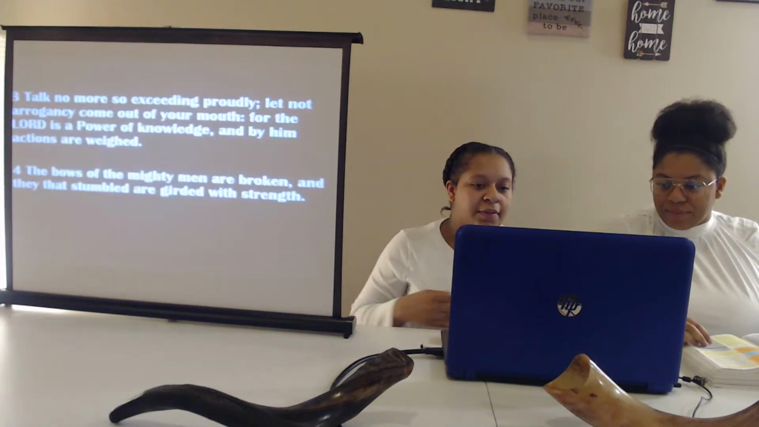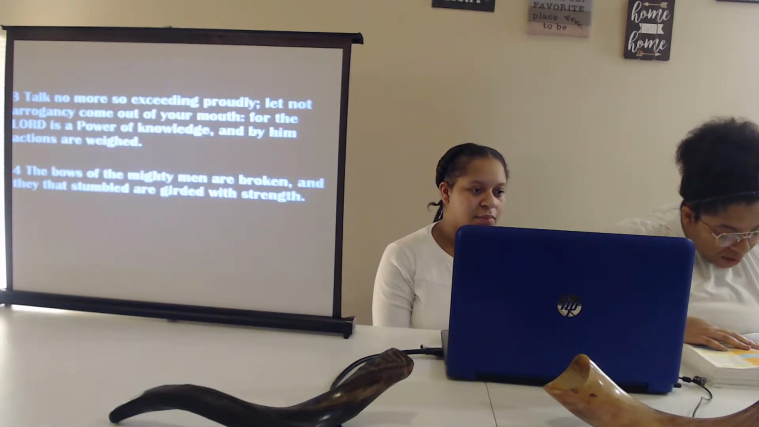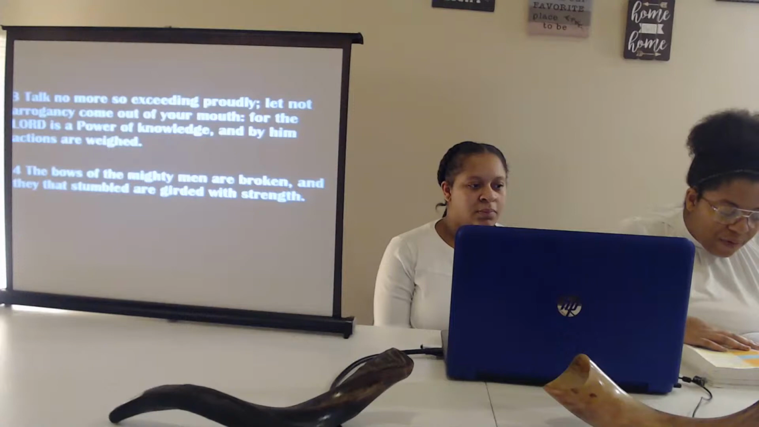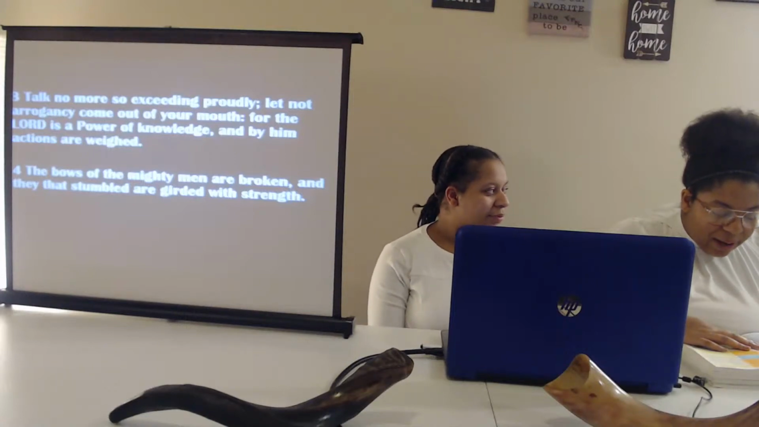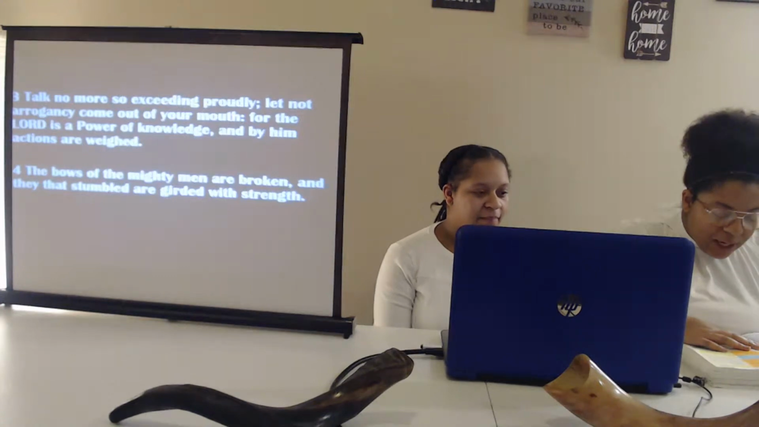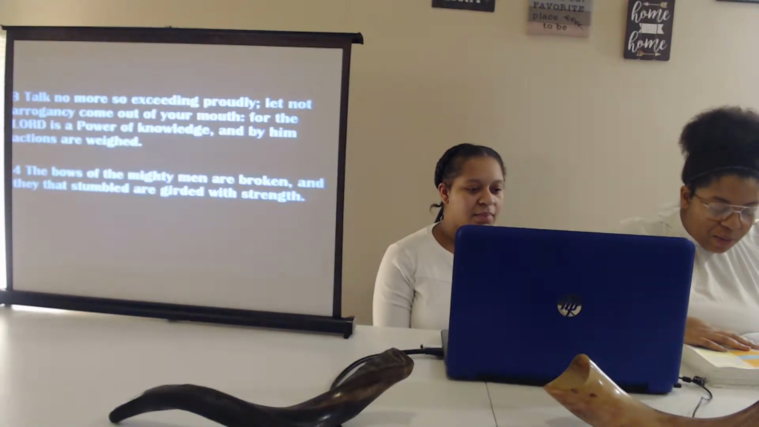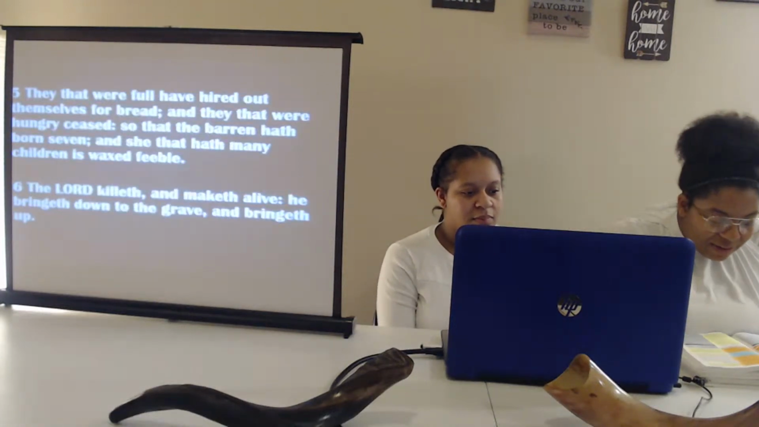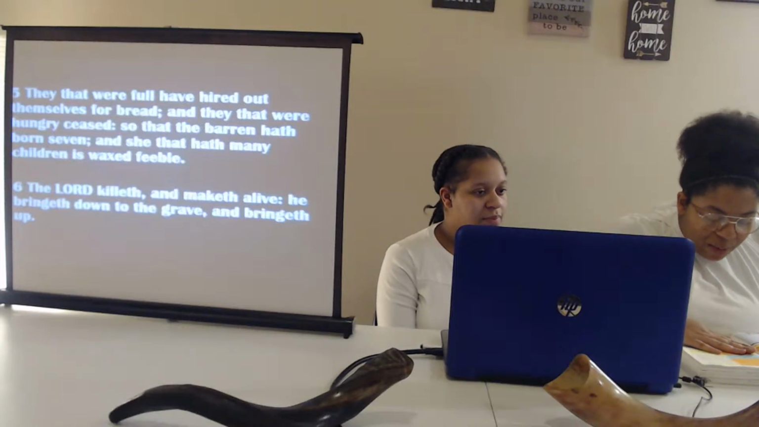We're going to get verses 3 and 4. Verse 3. Talk no more so exceedingly proud. Let not arrogancy come out of your mouth. For the Lord is a power of knowledge, and by him actions are weighed. The bows of the mighty men are broken, and they that stumble are girded with strength. Verse 5. They that were full have hired out themselves for bread, and they that were hungry ceased, so that the barren hath borne seven, and she that hath many children is waxed feeble.